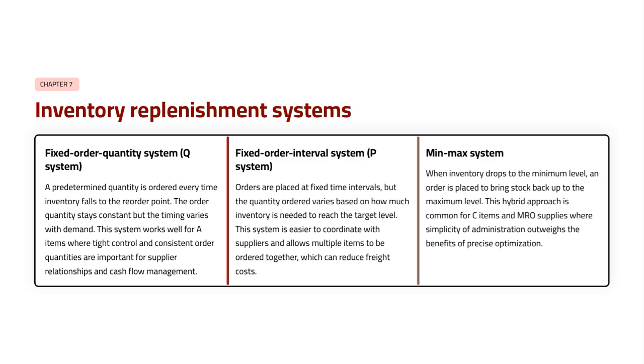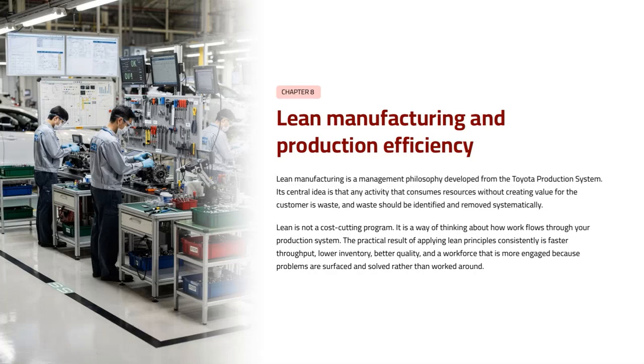In this chapter, we focus on lean manufacturing and production efficiency. Lean manufacturing, which originated from the Toyota production system, is fundamentally about identifying and eliminating any activity that uses resources but doesn't add value for the customer. It's important to understand that lean is not just a cost-cutting program. Rather, it's a mindset that rethinks how work flows through your production system.